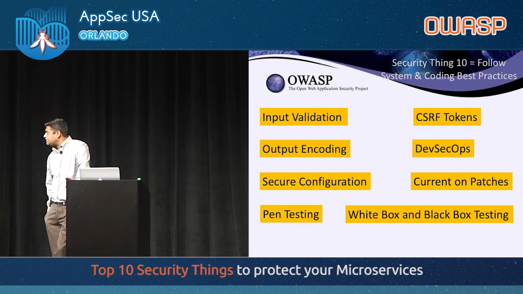Pen testing, the importance of pen testing does not go away, because if you miss something, then pen testers are going to find it. And then when you are developing, you need to also do white box and black box testing. So those are all the things that, again, this is a catch-all for all the things. But again, it's very important to do all of those.